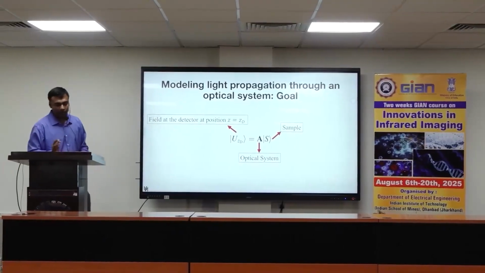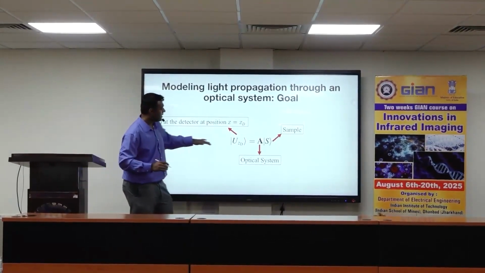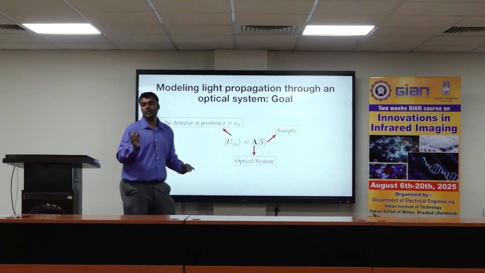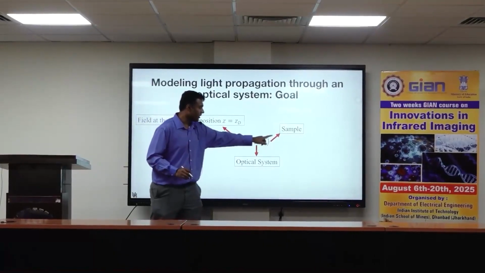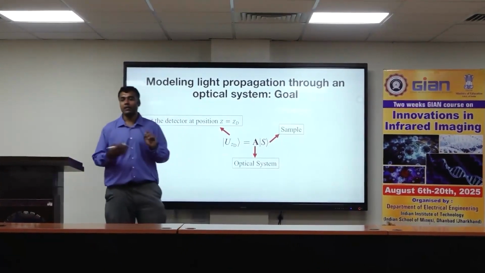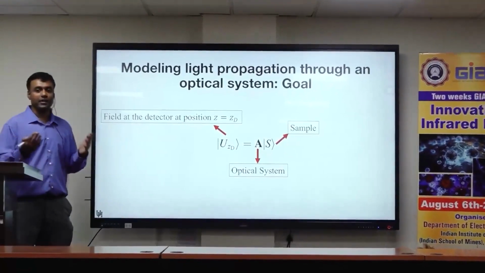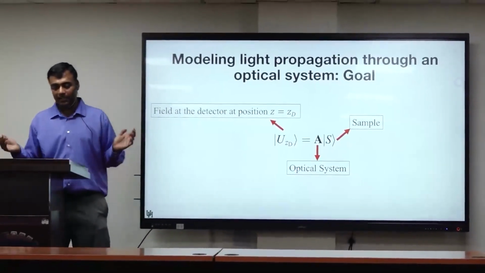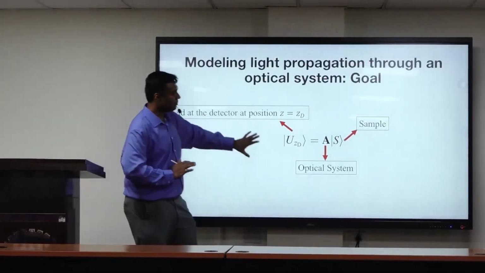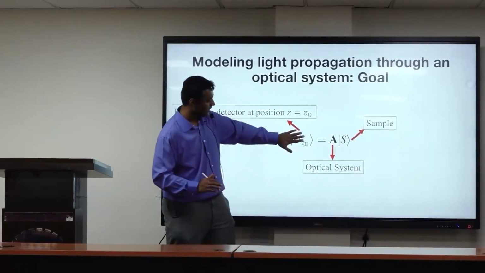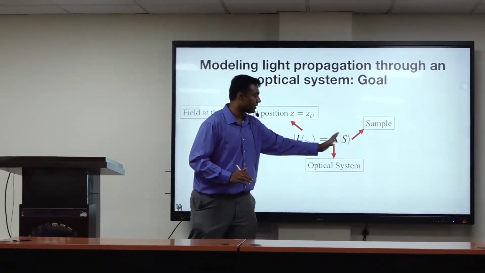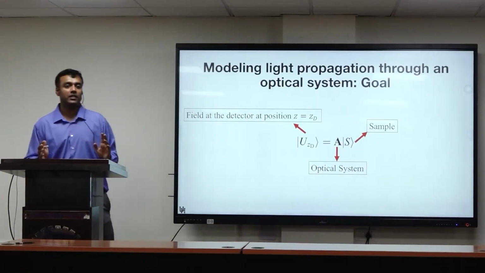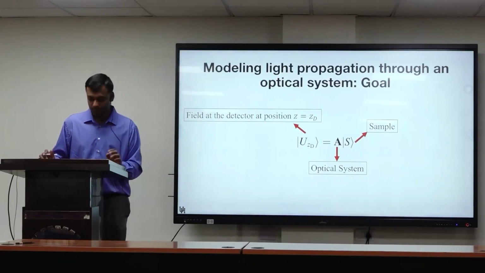Now the goal of the entire instrumentation is to measure the field at the detector, u_zD. At the detector, what is the field? You want to relate it to the sample S and A, which is an operator, the entire optical system. We will figure out what A is, but at the end of it, it's a simple equation. What you see at the detector and what the sample is, it connects the two with this operator A. That's really all we are doing with this kind of an approach.